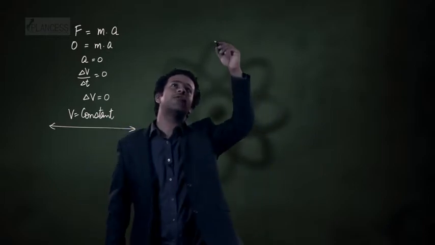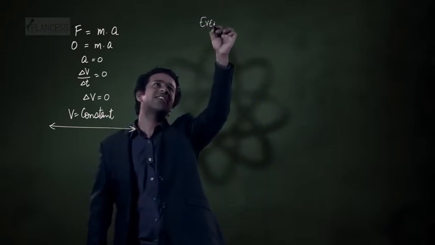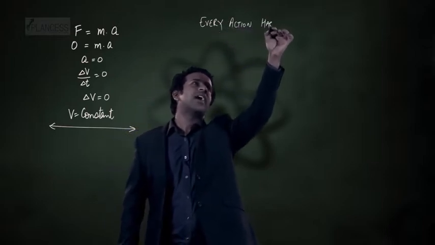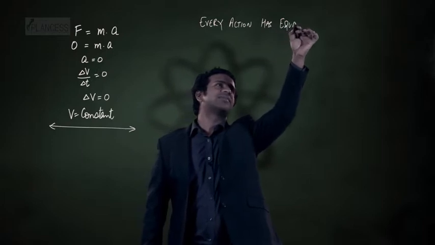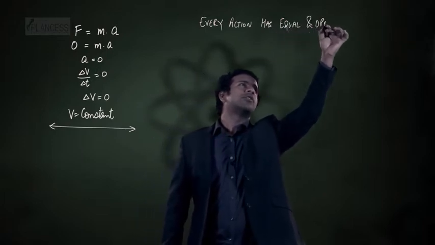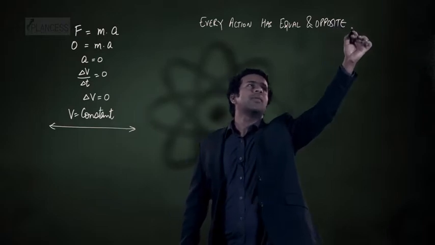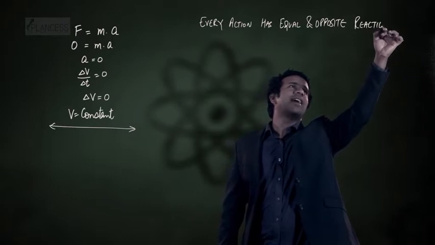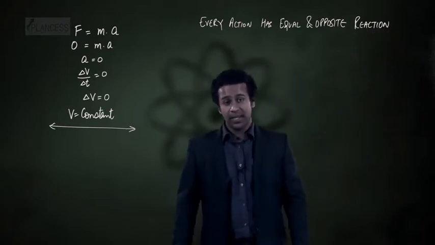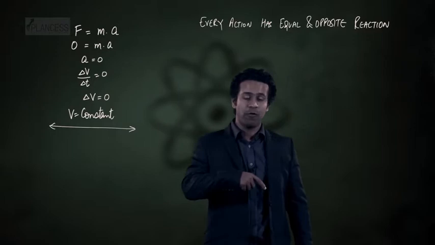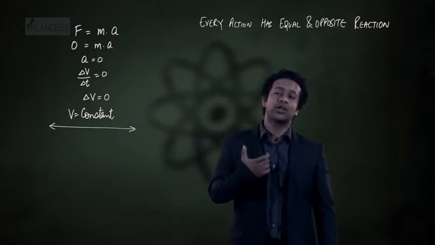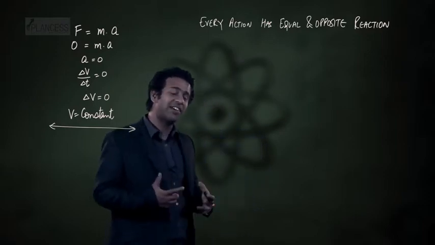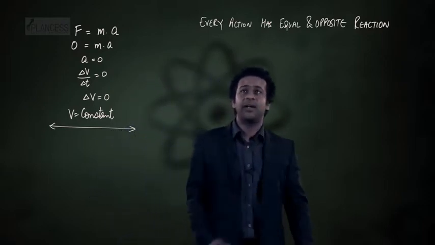So the third law of motion said that every action has equal and opposite reaction. So we also saw what this means. This means that if body A applies some force on body B, then the body B will apply the same force on body A in the exact opposite direction. Now, this sometimes gives rise to a confusion. Let me tell you what.